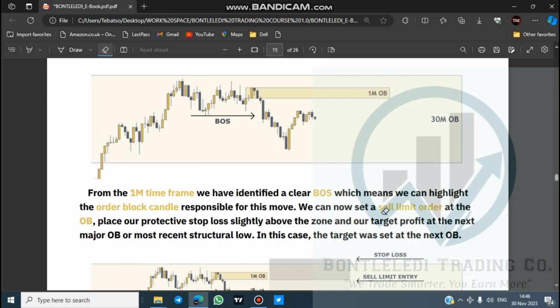We can now set a sell limit order at the order block. Place our protective stop loss slightly above. Remember, I told you, slightly above. With me, I don't just put it at the close of the order block. I put it slightly above the zone, and our target profit at the next major order block.